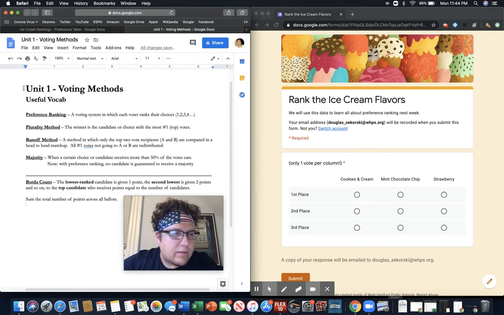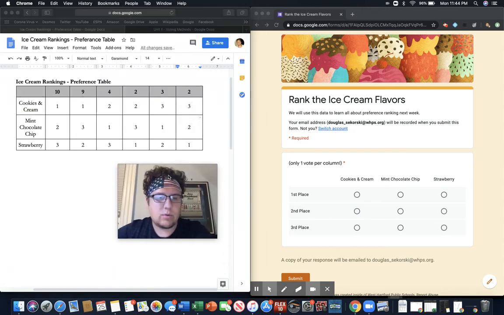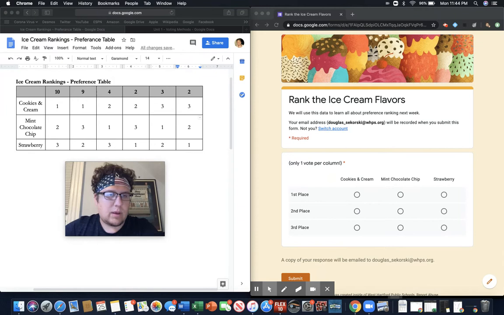I have a little vocab sheet over here for you. You can see that a preference ranking is defined as a voting system in which each voter ranks their choices 1, 2, 3, 4, etc. So that's kind of what we took this data and turned it into. I'll head over here for a second, show you what we got as results.